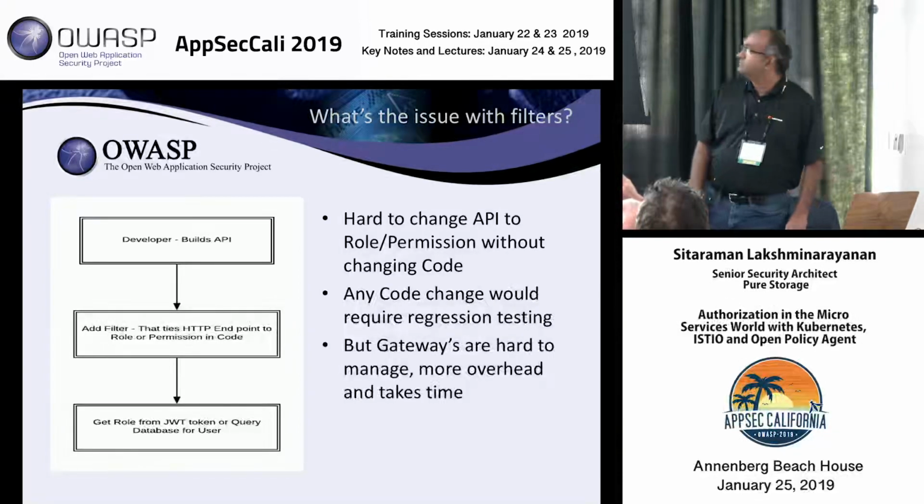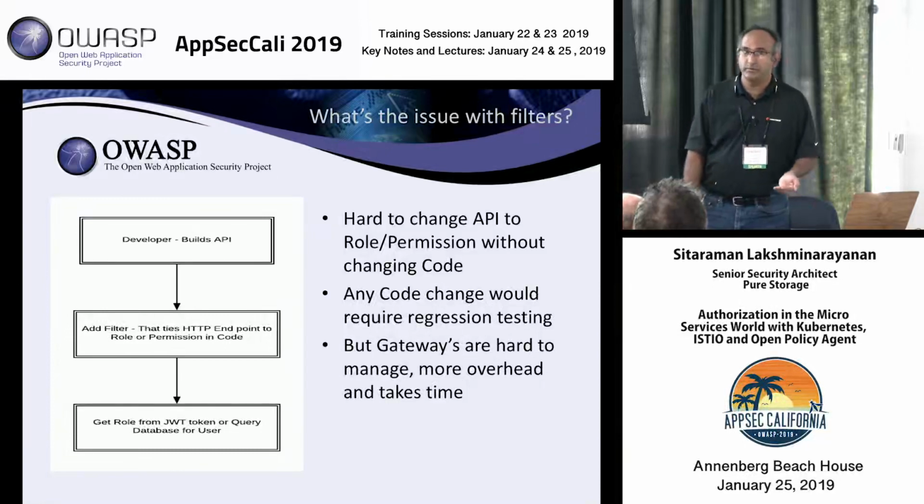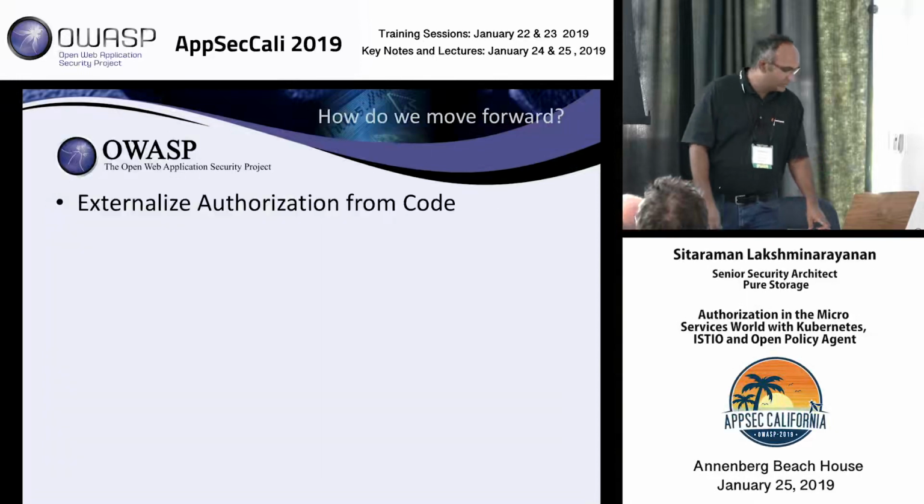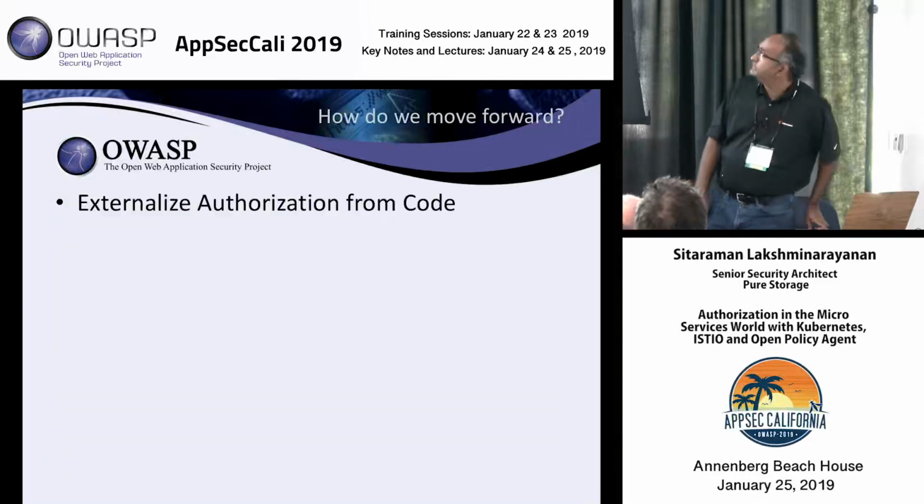But then with gateways, if you remove this from the code, you have to put it on the gateway, and when you put it on the gateway, you are increasing the operational overhead. So there is not really a win-win situation here, right? You're taking a cycle on this whole thing. So how do we do this?